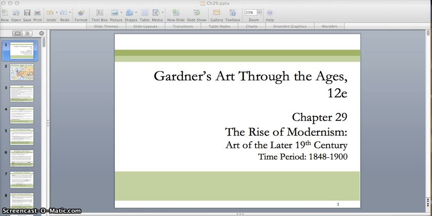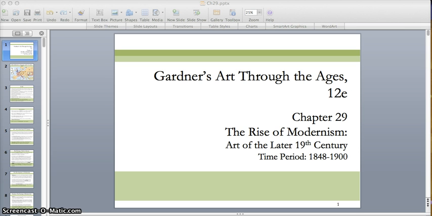So we are in the late 19th century, and pretty sure we talked about the term modernism, but just to remind you, modern art is really a chronological term, and it's referring to art that's made in the second half of the 19th century on, which is kind of confusing because it overlaps with contemporary art.